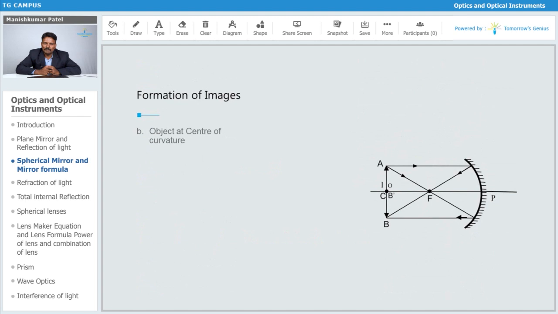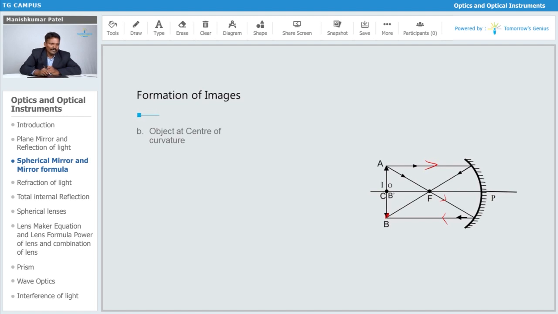So when you keep the object exactly at C, you will find the image which is of the same size as that of your object. Again you can see the location is also the same. So the two rays, let's say I just showed the first ray parallel to the principal axis passing through the focus, and the second ray passing through the focus emerges parallel to the principal axis. The two rays are going to converge at point B, so there is a formation of image at point B.